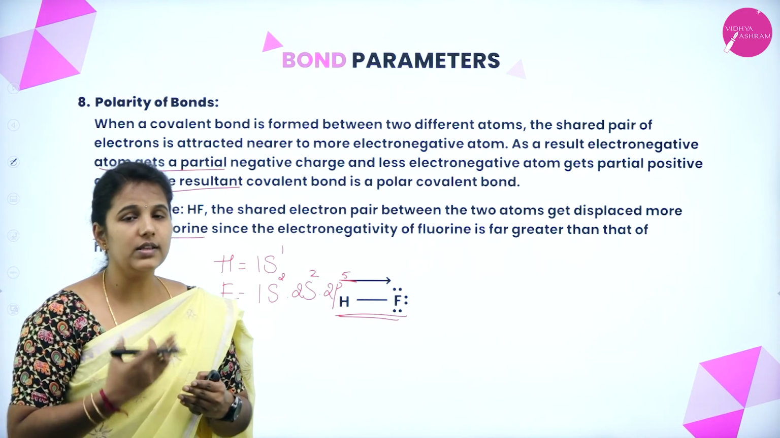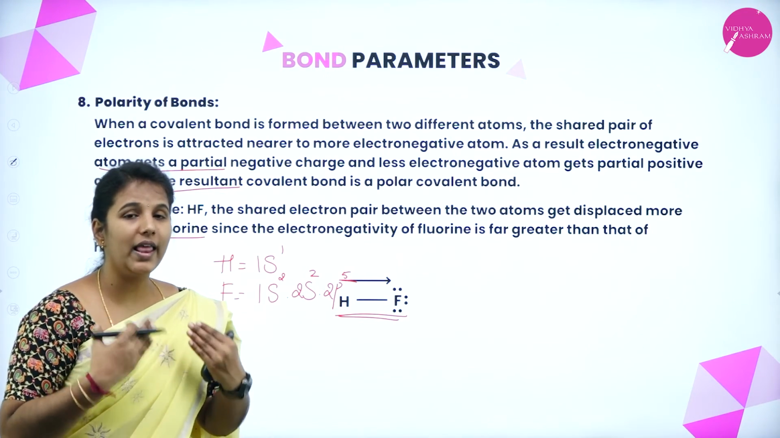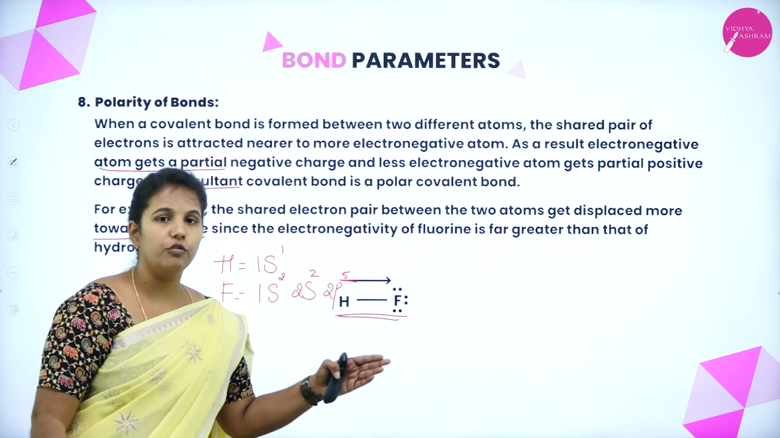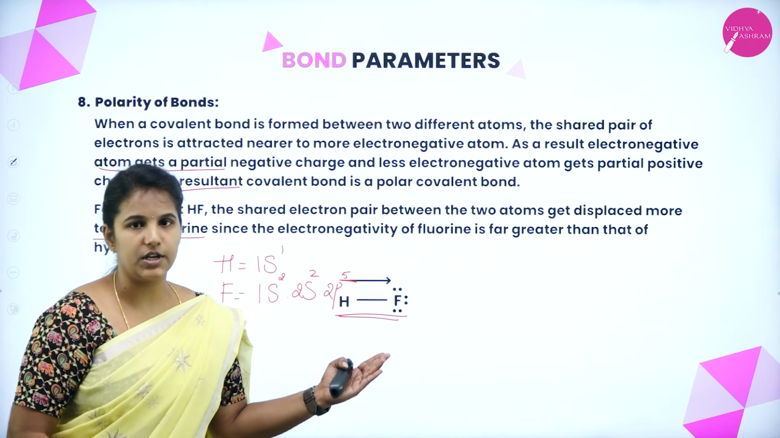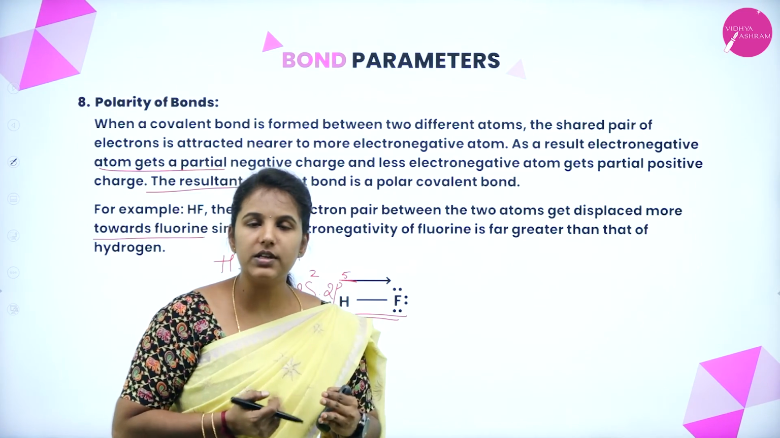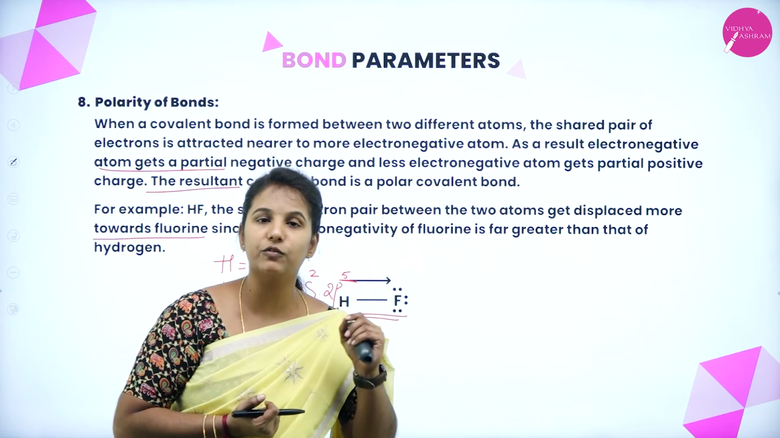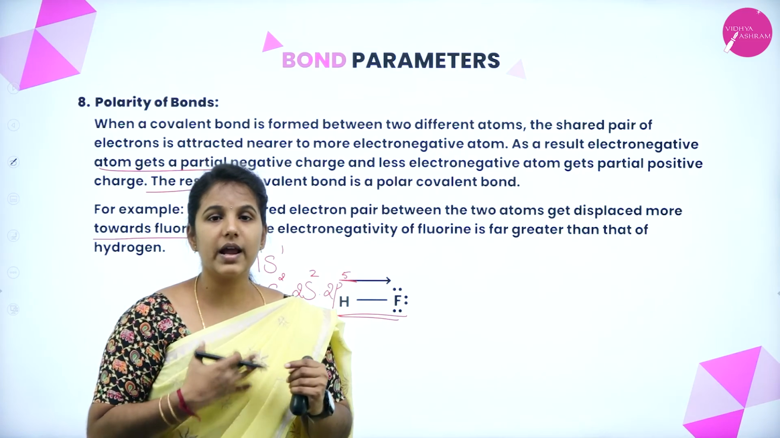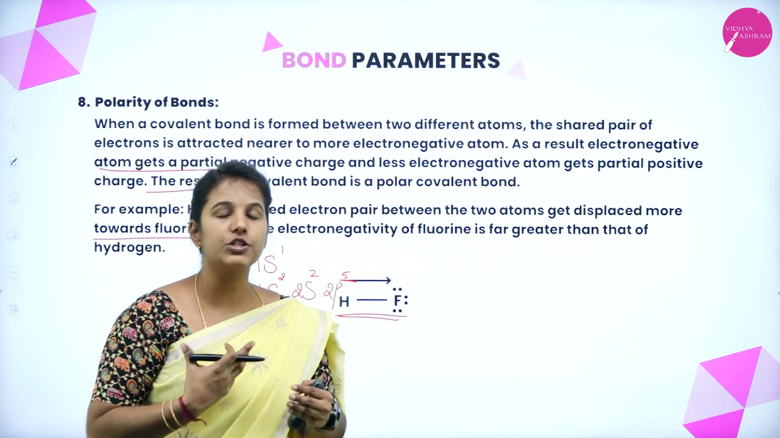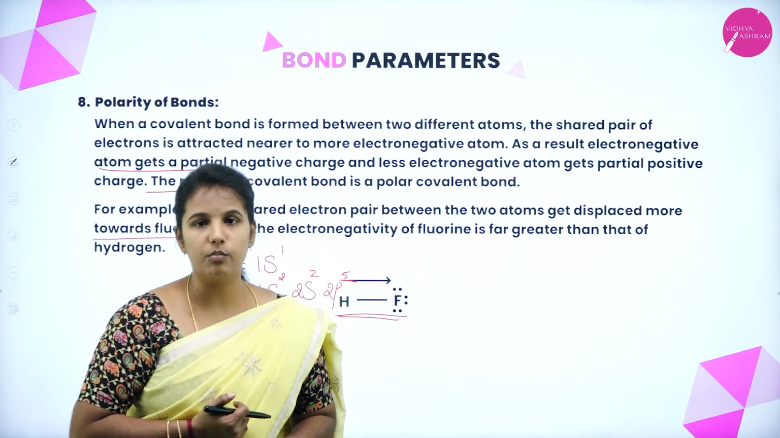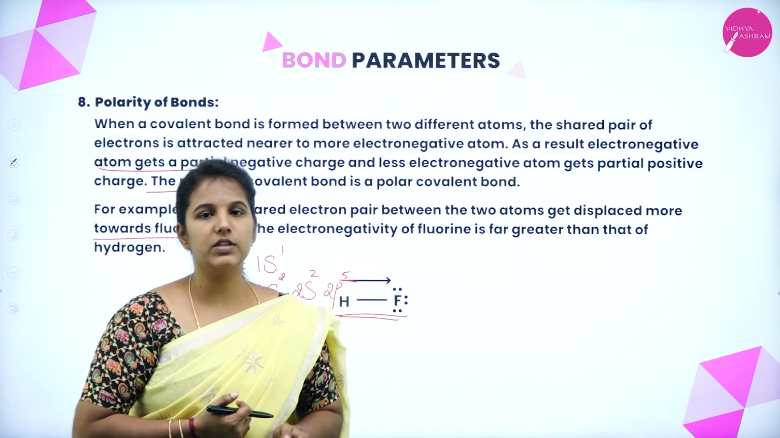In this bond, because of the more electronegative nature of fluorine, fluorine gets a partial negative charge. While bonding, we can clearly understand that hydrogen is less electronegative than fluorine. Hence, it gets the partial positive charge. This kind of bond, formed by mutual sharing of electrons, is said to be a polar covalent bond. Hope you understood this concept.